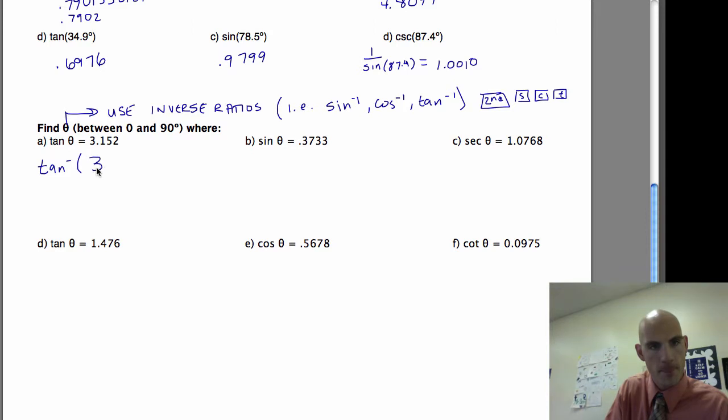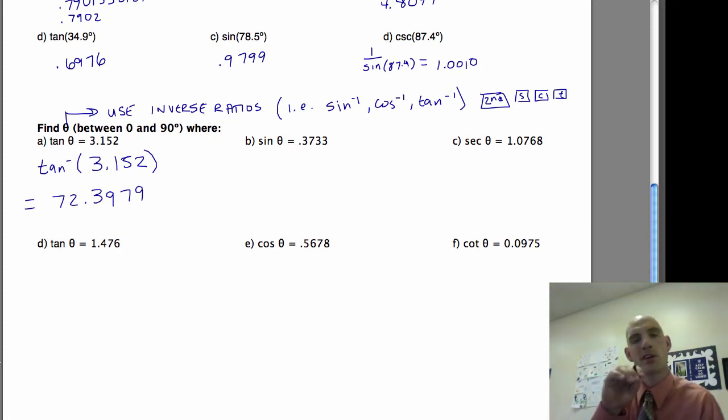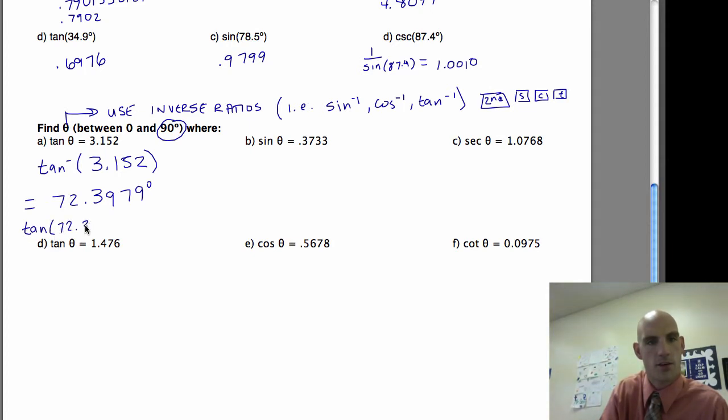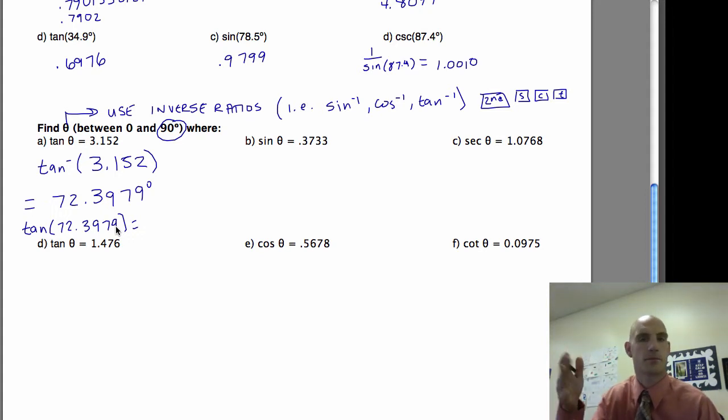And that's going to give me 72.3979. What is that, is the question. Well, really what you're going to see, if you're still in degree mode, because we're trying to find degrees, right? That's my degrees. The way I can check that is if I say tangent of 72.3979, that should about spit out what I want. So I'm just going to check to make sure I did it right. 72.3979, and that gives me about 3.151995 something. Okay? Use the inverse to find the angle.